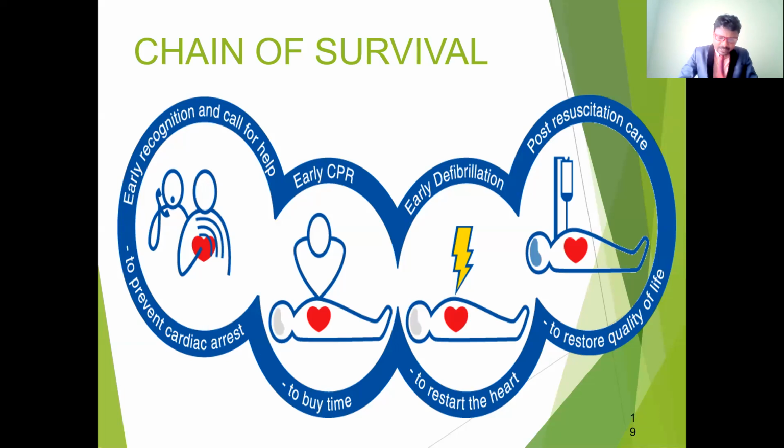Coming to the chain of survival, as we just discussed, CPR is a cyclic process. That means a series of activities we have to do to provide sufficient oxygenation to the patient, to prevent cardiac arrest as well as pulmonary complications. So if we look at the chain of survival, it is about how to prevent serious complications.